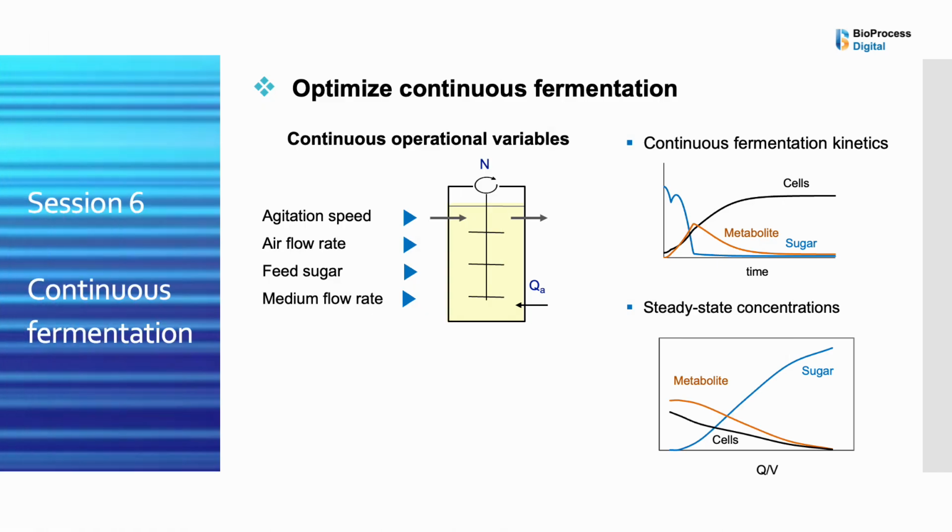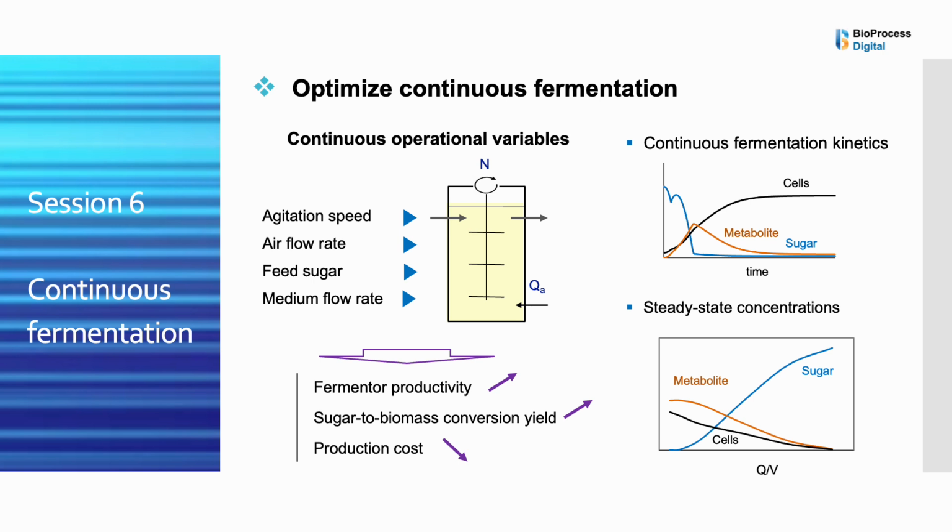Session 6 focuses on the optimization of continuous fermentation, in which fresh nutrient medium is continuously supplied to the fermenter, while culture broth is simultaneously withdrawn. Using the scaled-up simulation model, you will investigate how the two key operating variables, medium feed flow rate and feed sugar concentration, influence both the transient behavior and steady-state performance of continuous fermentations. Through virtual experimentation, you will identify the optimal operating conditions that maximize continuous fermenter productivity and substrate to biomass conversion yield, while minimizing production costs.